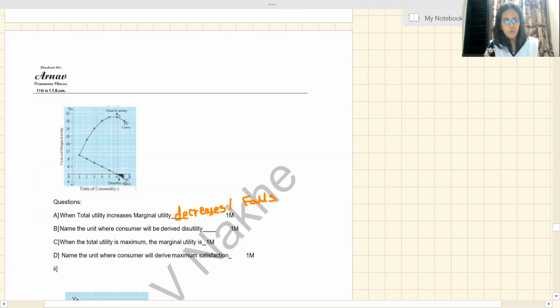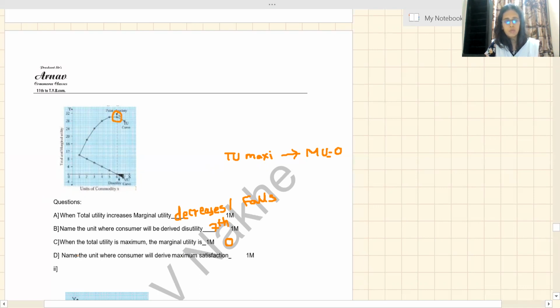Okay. Then, name the unit where the consumer will derive maximum utility. In the diagram, it is the same as in the textbook. You can see at the 6th unit we have the point of satiety. When TU is maximum, MU is 0. Remember this relationship. When TU is highest, at that time MU is 0. It is located on the x-axis. Then the unit where the consumer will derive maximum satisfaction is the point of satiety.